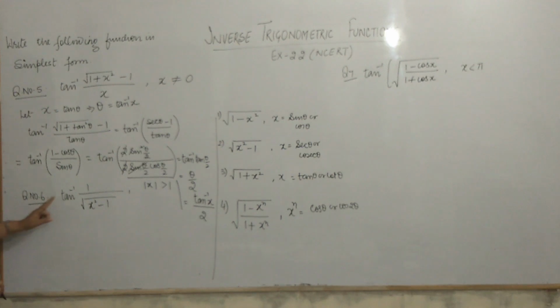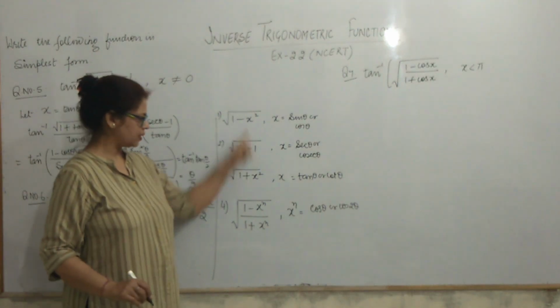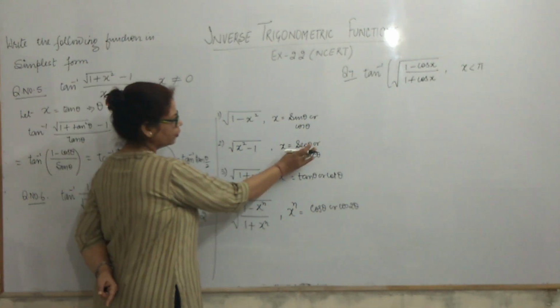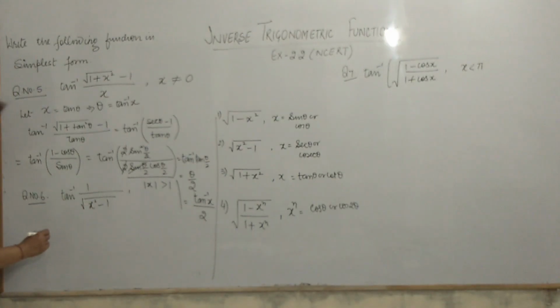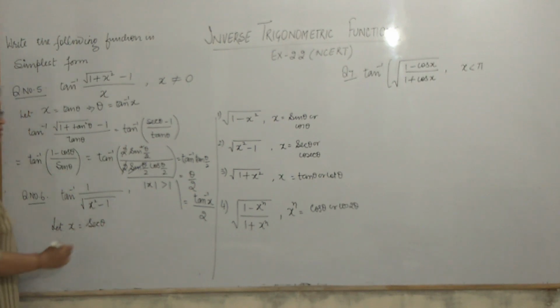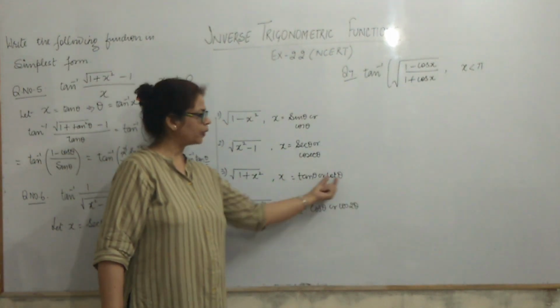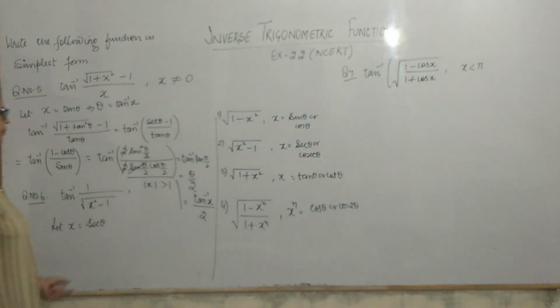Question number 6. Tan inverse of 1 upon square root of x square minus 1. Yes, I have given you a list and this falls in category 2. x is equal to sec theta or cosec theta, whatever. Now let x is equal to sec theta. You may say, why ma'am, only you take the first one; you can take the second one, you will find the same thing, right?